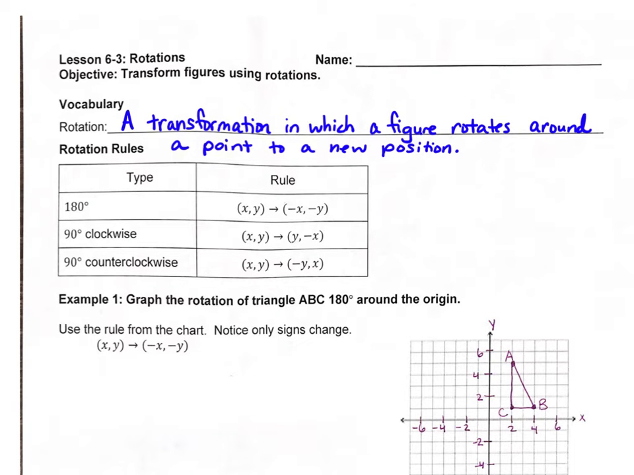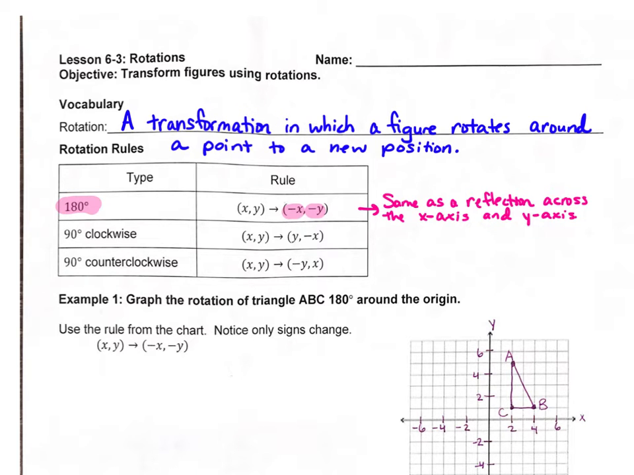So we have some rotation rules. Notice here that our first rule is a 180-degree rotation. If you rotate 180 degrees, it doesn't matter the direction, it's going to end up in the same place. And for this, the x-coordinate changes its sign and the y-coordinate changes its sign. It's the same as a reflection across the x-axis and a reflection across the y-axis. So that would actually be a combination of transformations, but it's the same thing as a 180-degree rotation.